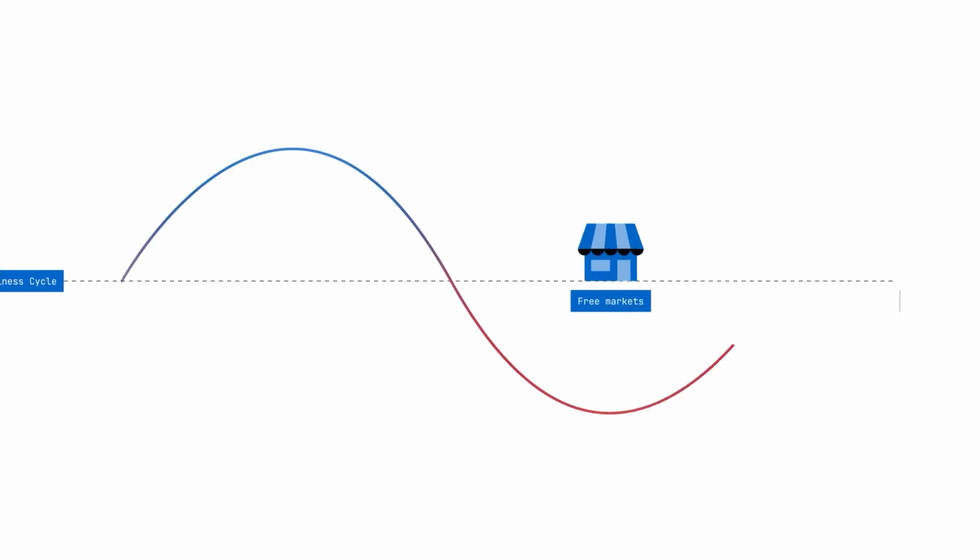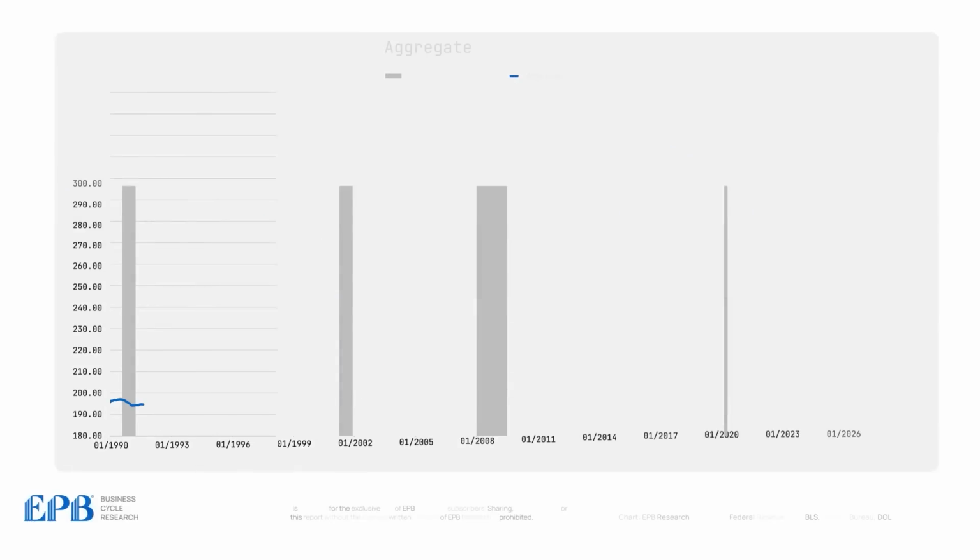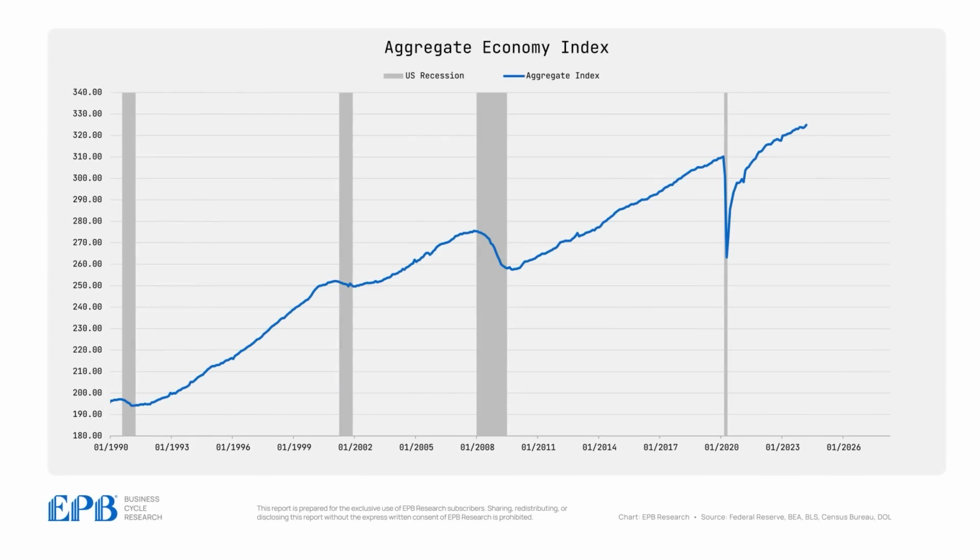The business cycle moves with a consistent rhythm that stems from the nature of free markets and credit based economic systems. This rhythm or sequence of events has remained the same in each economic cycle over the last several decades, in both inflationary periods and disinflationary periods.